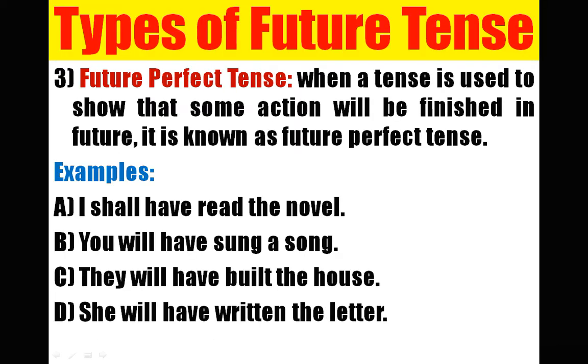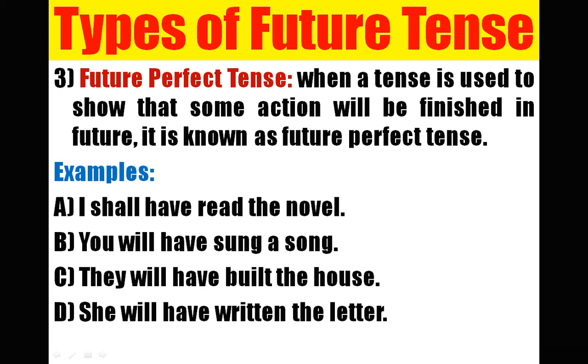Now look at future perfect tense. How can we identify that? How can we know that a form of verb indicates that the action is in future perfect tense? We do that when the tense is used to show that some action will be finished in the future. Now look at some of the examples here.